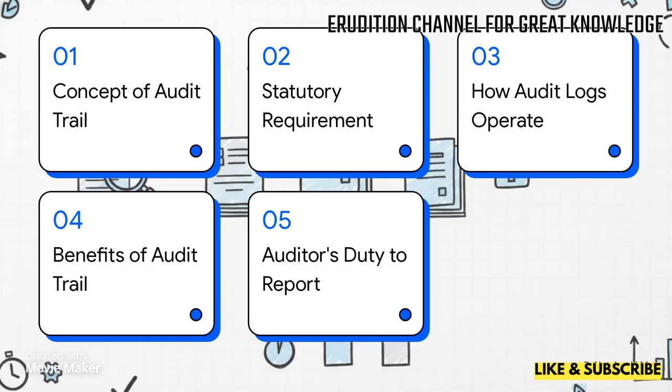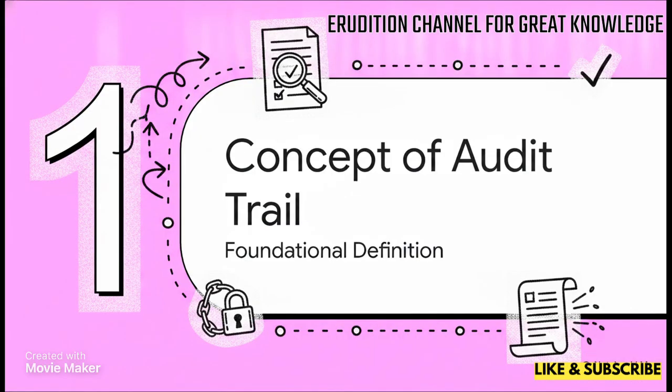Here's our quick roadmap for today. We're hitting 5 key areas: the core concept of an audit trail, the statutory requirements, how the log actually operates, its benefits, and we'll wrap up with the auditor's duty to report. All right, let's jump right into Section 1, the concept of audit trail.